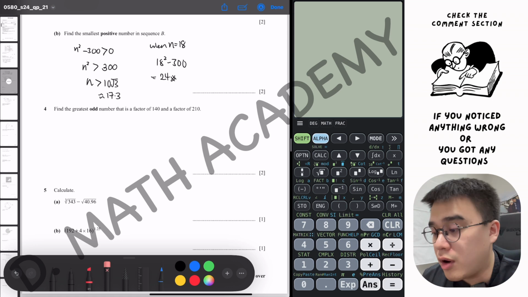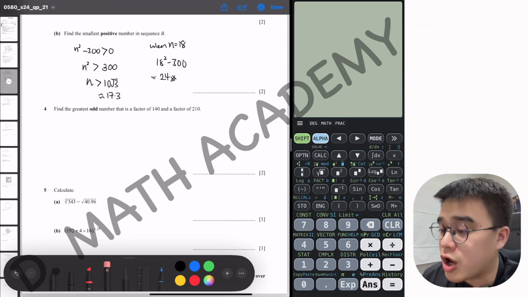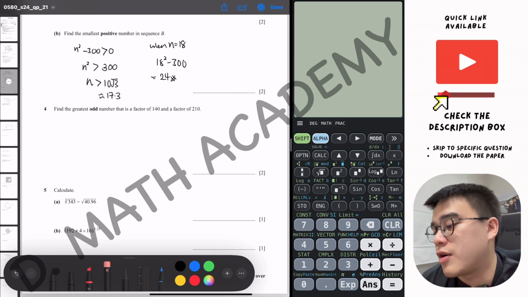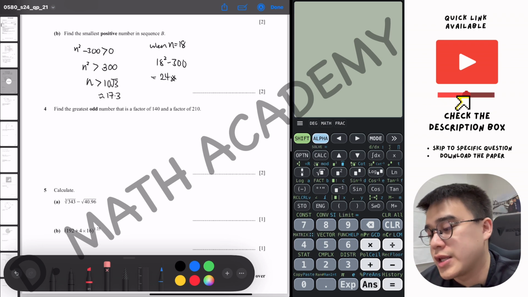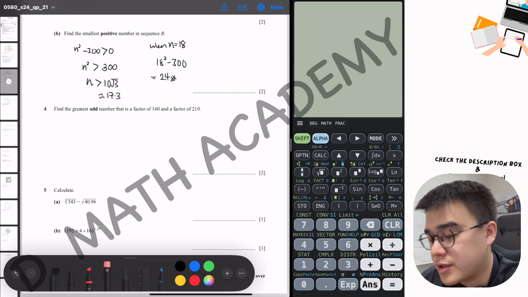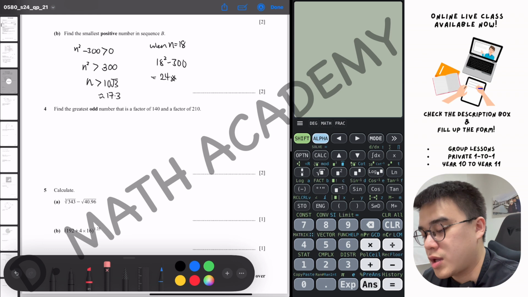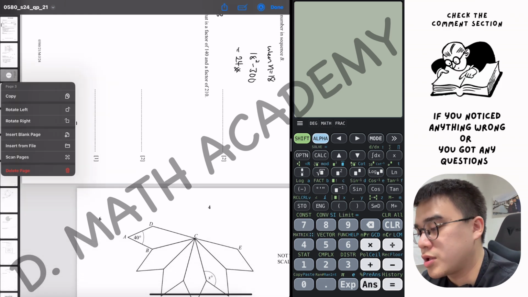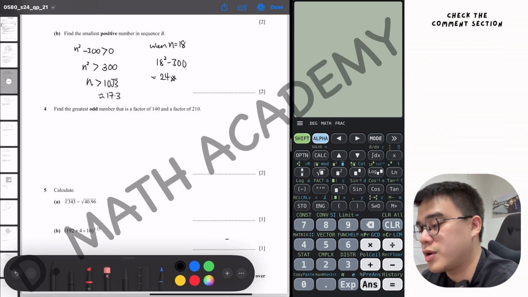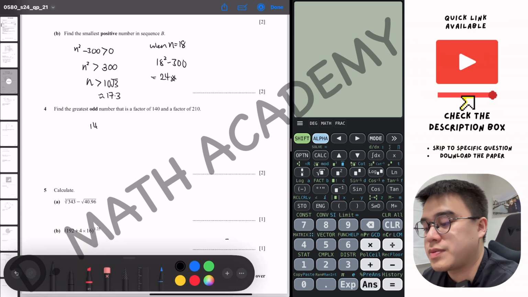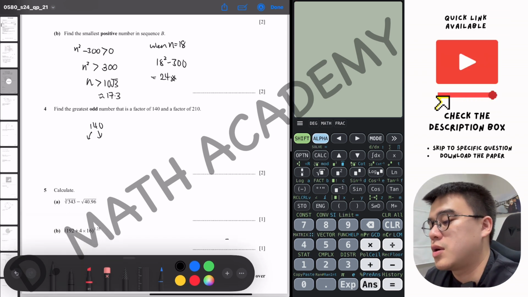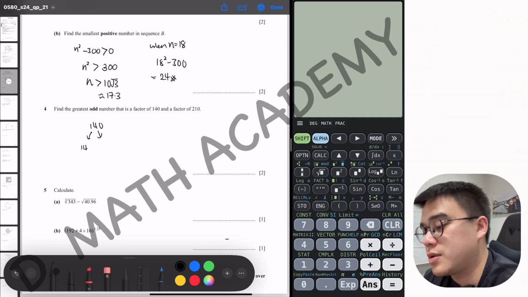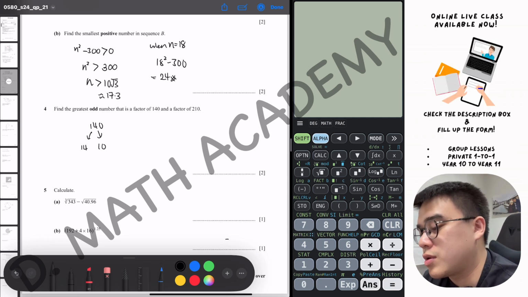Moving on to question 4, we have the greatest odd number that is a factor of 140 and 210. So I have to draw out the factor tree for each of them. Apparently for 140, I accidentally did something silly here. 140 can be split into 14 and 10. And if I were to continue, what else can I do?